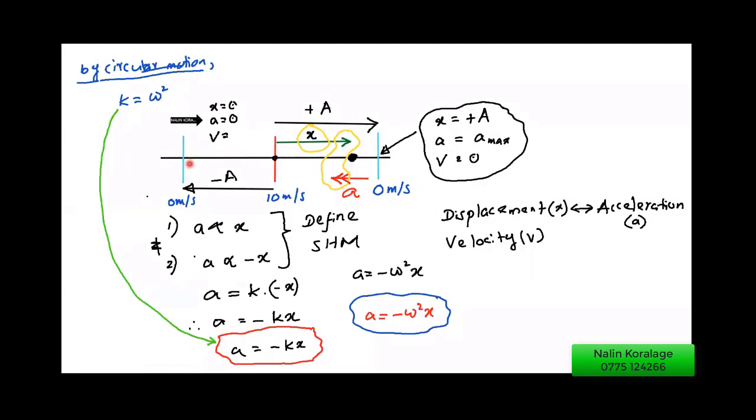It is deceleration or minus acceleration or retardation. Meaning what? Acceleration is along the opposite direction, which proves that the acceleration is towards the fixed point. Next, the particle will reach here and come back to the fixed point. In the journey back, the velocity increases from 0 up to 10 as it comes this way.